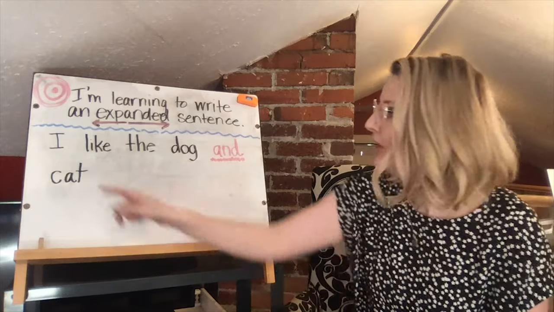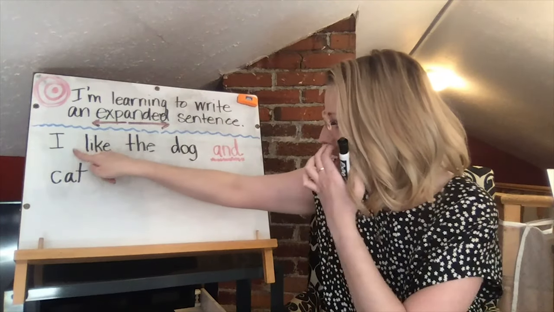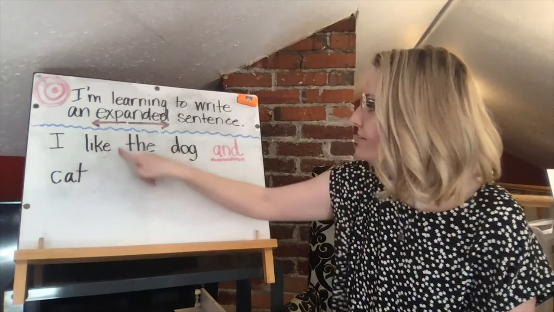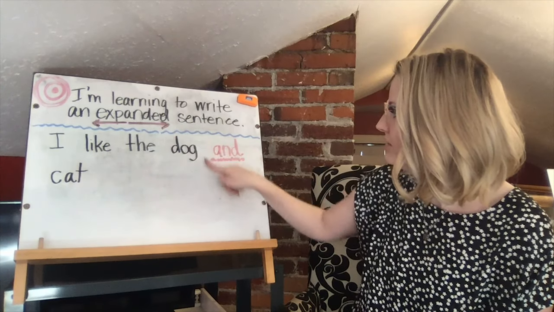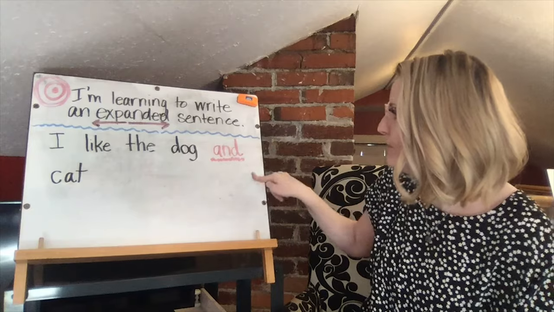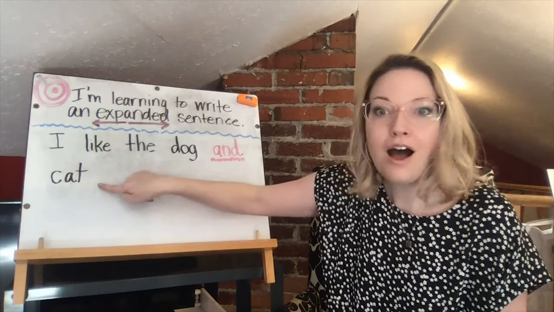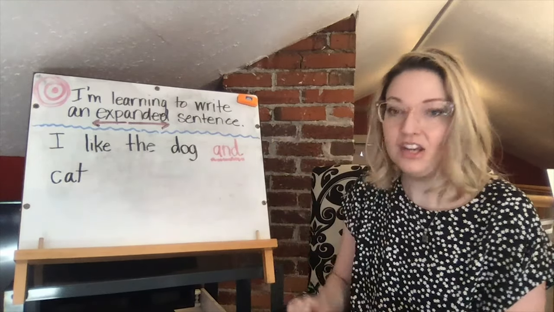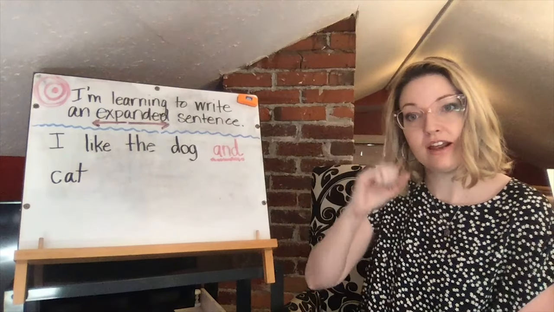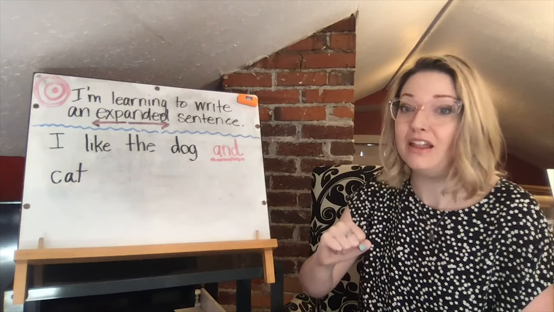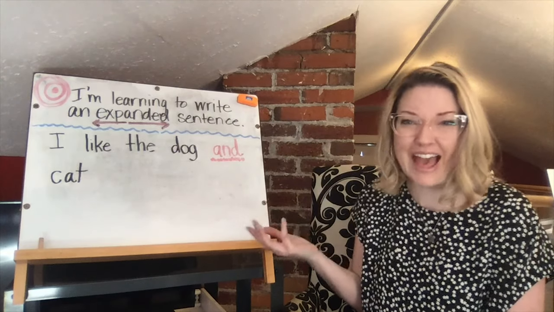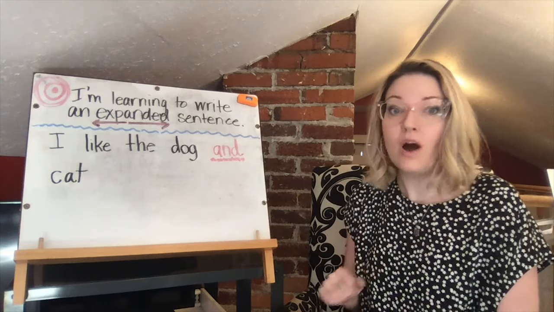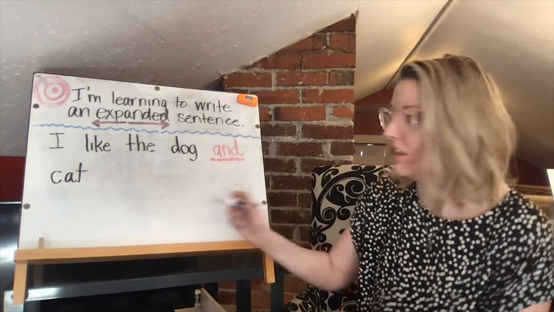Let's look at it. I space like space the space dog space and space cat period. And you know what? I'm not going to include an exclamation point because I don't think I'm yelling or super excited. And it's not a question. I like the dog and cat. It's just a statement. So I like the dog and cat ends with a period.